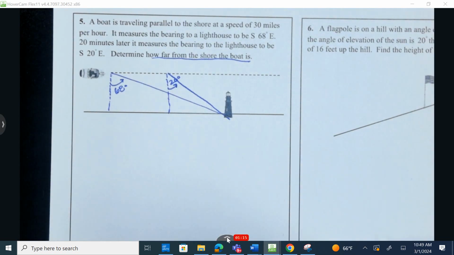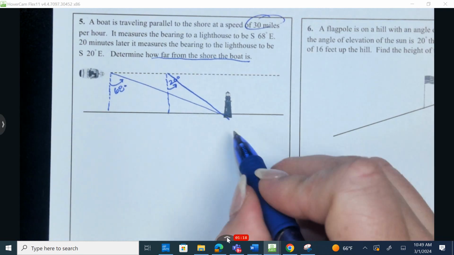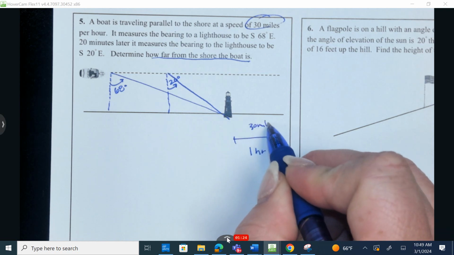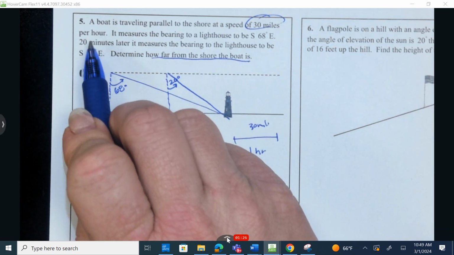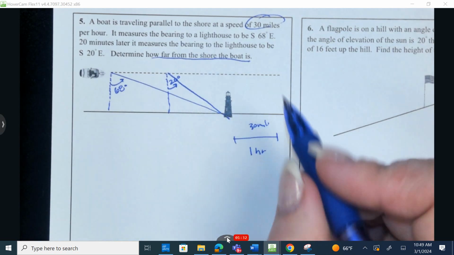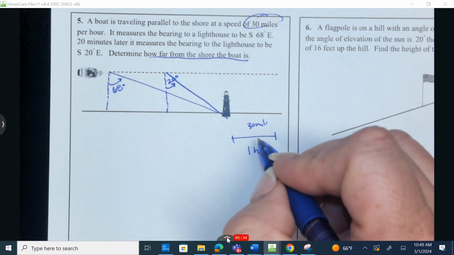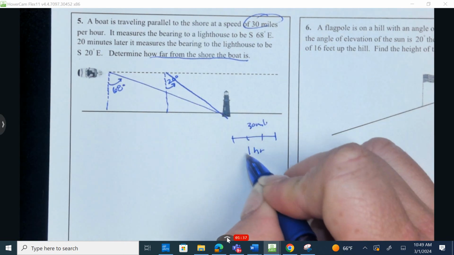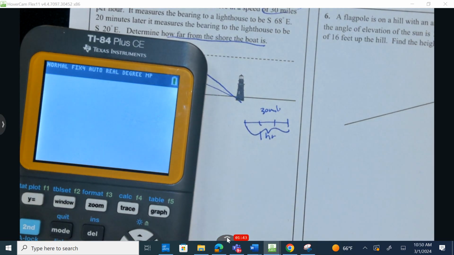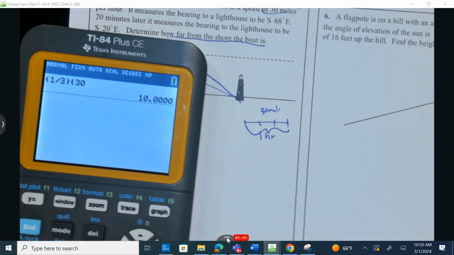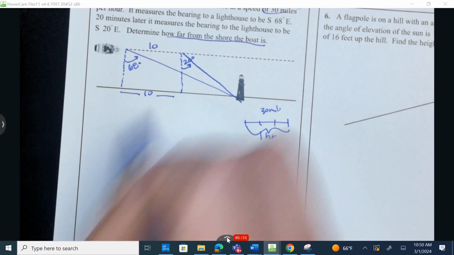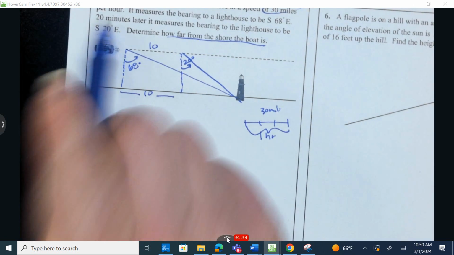Okay, let's see, what else do we know? We know that it's traveling at a speed of 30 miles per hour. So if this is 1 hour, it can travel 30 miles. But then it says when we stop here and it provides us with this bearing measurement, it's gone 20 minutes. A good thing I saw that, 20 minutes. Well, 20 minutes would be a third of an hour. So if I take 1/3 times 30 miles, you can see that we end up with 10. That means this distance right here is 10. It's gone 10 miles in those 20 minutes.